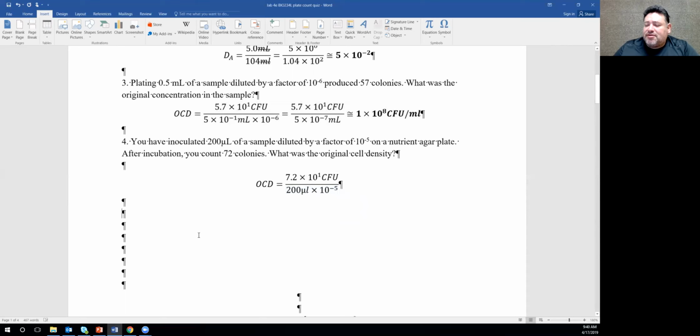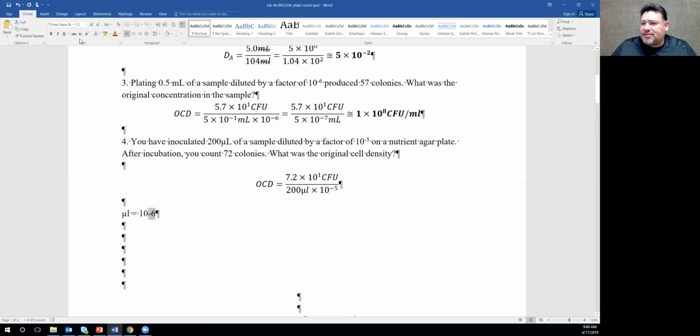See, so what's the explanation? Well, 1 microliter is equal to 1 millionth of a liter. So that's equal to 10 to the negative 6. So that's 1 millionth. Okay. By contrast, a milliliter is 1,000th of a liter. Okay, so that's 10 to the negative third. That's a milliliter.